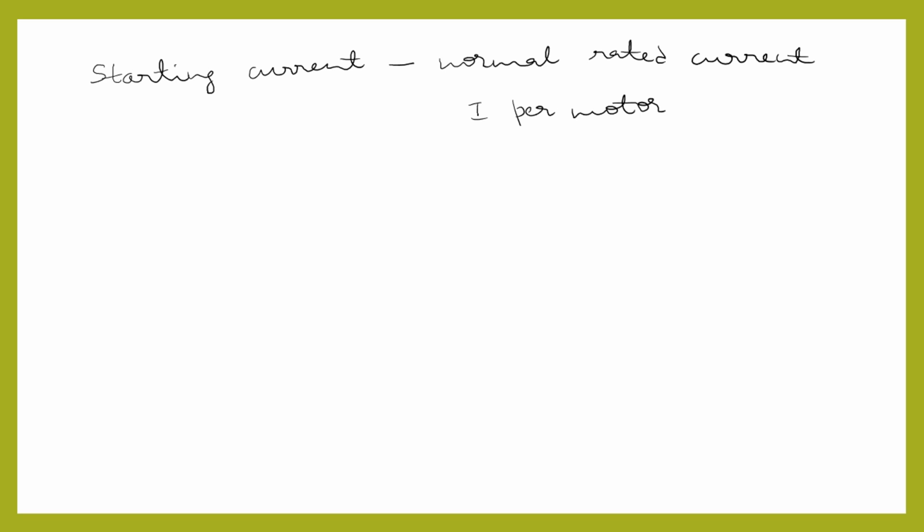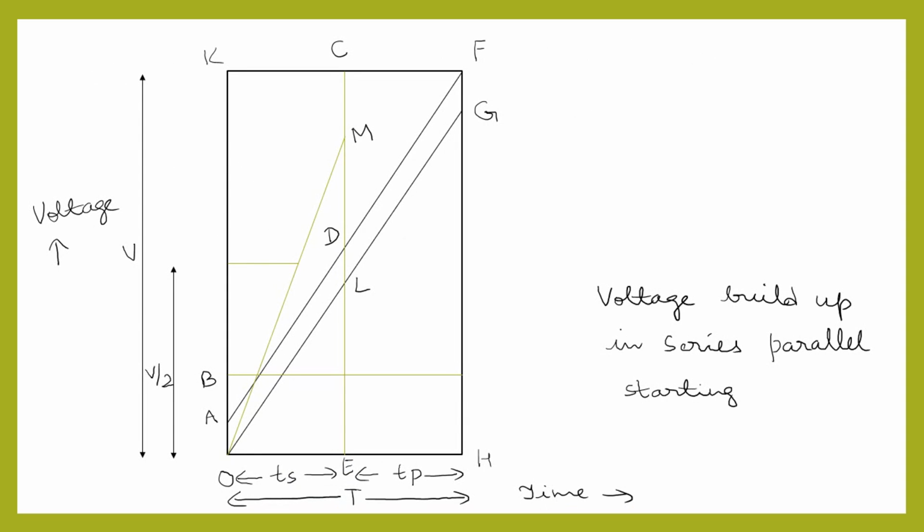As seen in the figure, during the series period, a current of I amperes is drawn from the supply, whereas during the parallel period, a current of 2I amperes is drawn from the supply. The figure shows the voltage build-up in series parallel starting.